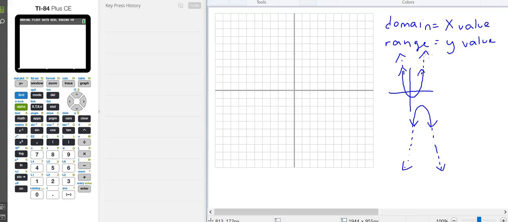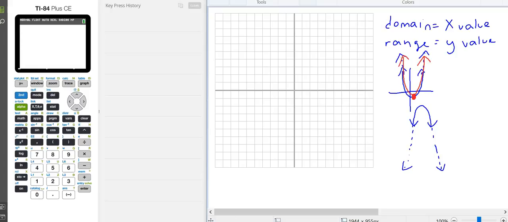The range, however, let's first look at a parabola that's opening upwards. The range is only going to be the minimum value and every y value that's greater than the minimum value. It's never going to go below the minimum value. It's never going to be anything over here for that graph.